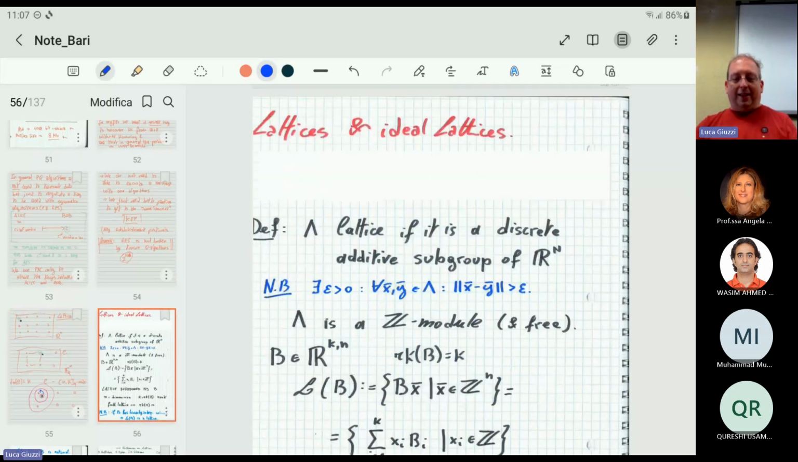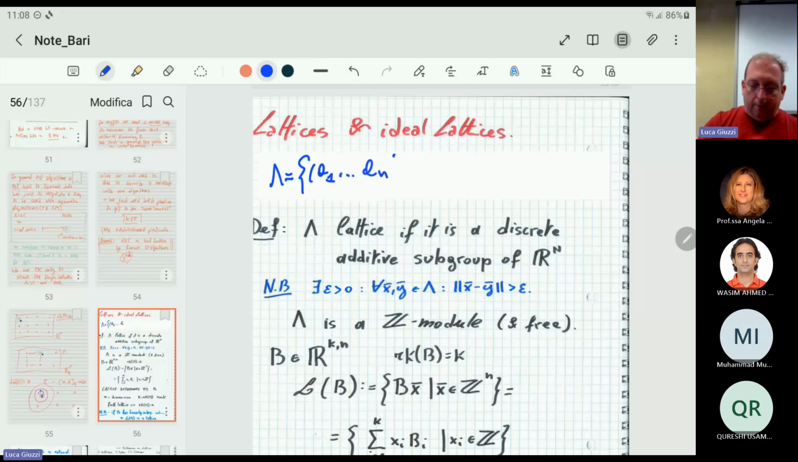So now, what is a lattice? Well, the simplest definition we can give is that a lattice is a discrete additive subgroup of R^n. That is to say, it's just a set of points in R^n. Let's call it L. It's a set of vectors such that this is a group. So if you sum two of these vectors, you still obtain a vector which is in the lattice.